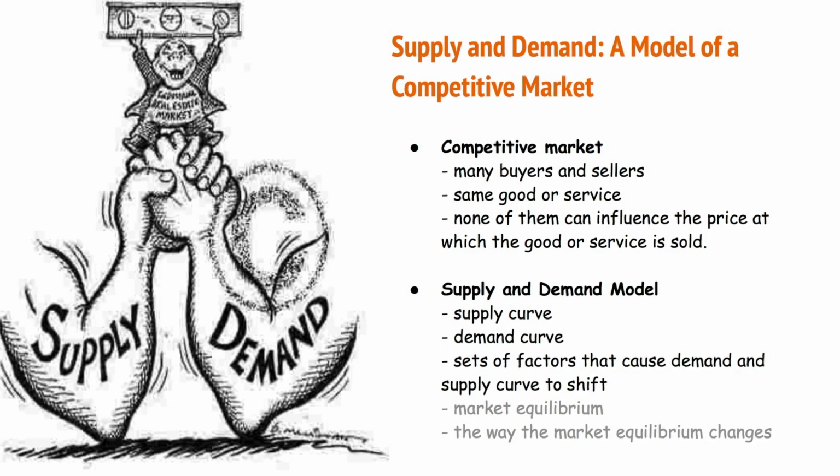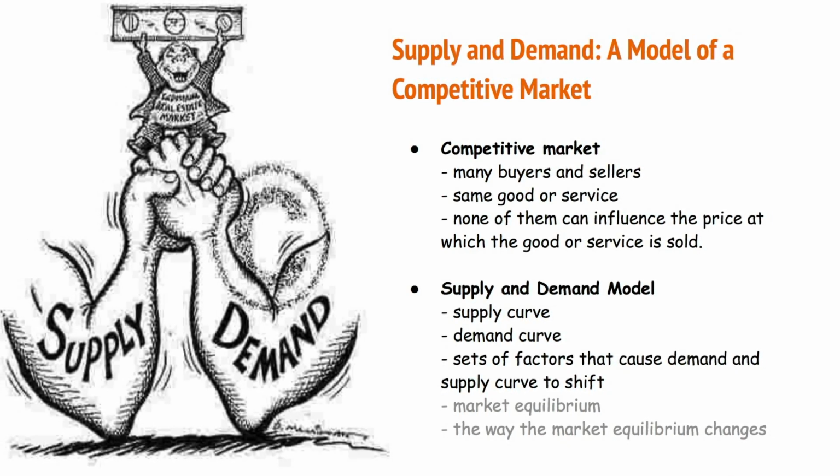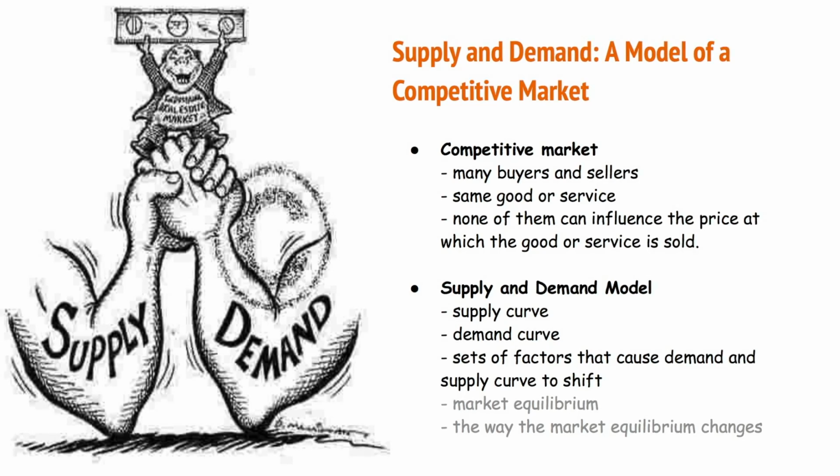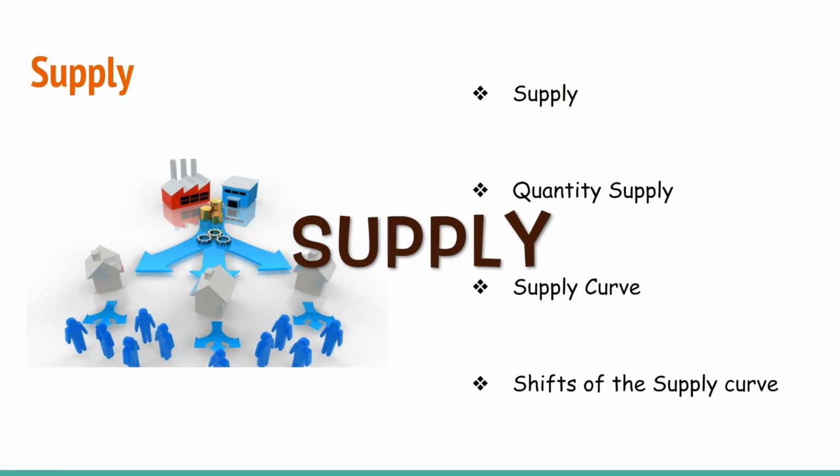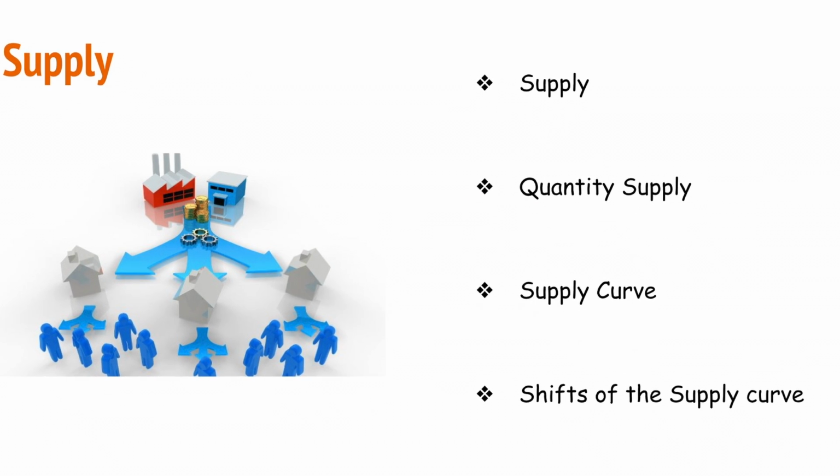We are going to talk about three elements in this model, which are the supply curve, the demand curve, and a set of factors that shift supply and demand. First, let's talk about supply.